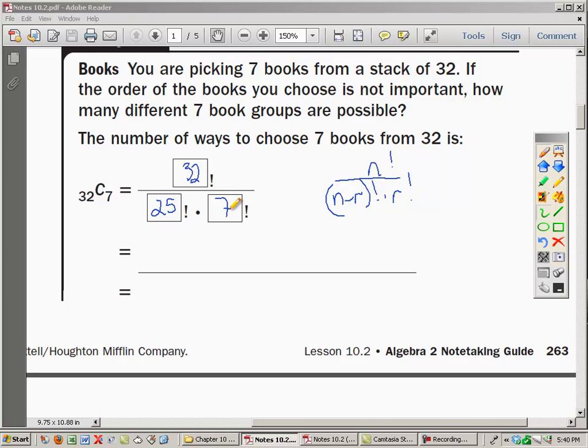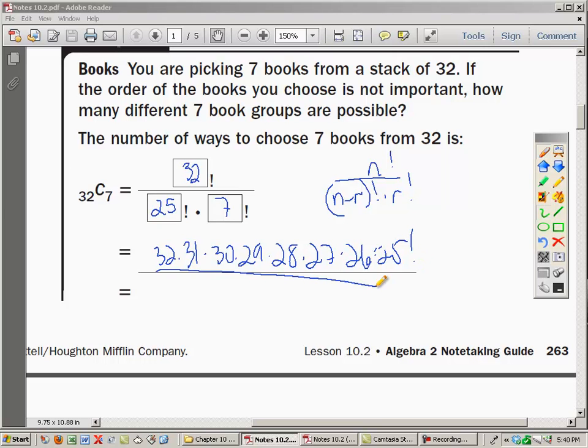Now, theoretically, this is 32 times 31 times 30 times 29, 28, 27, 26, 25, and so on, which becomes 25 factorial. And we're putting that all over 25 factorial times 7 factorial. So we can kind of simplify that.